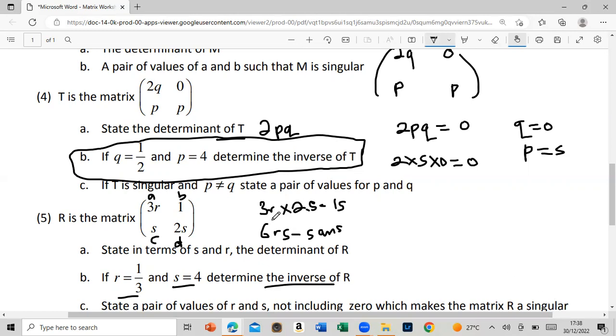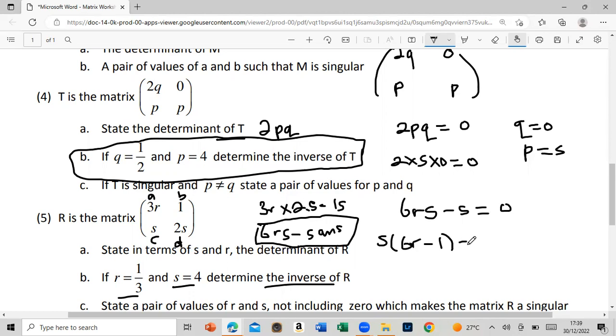All right, so we could go back from the determinant, which is this. The determinant was 6RS, remember it's S now, minus S, and that must equal 0. So we're going to factorize S as common, so we take out the S. We leave 6R minus 1. But remember, they say we can't use S equals 0, and none of them need. So we use this part, 6R minus 1 equals 0. So R is equal to 1 over 6. So that's one of the solutions.